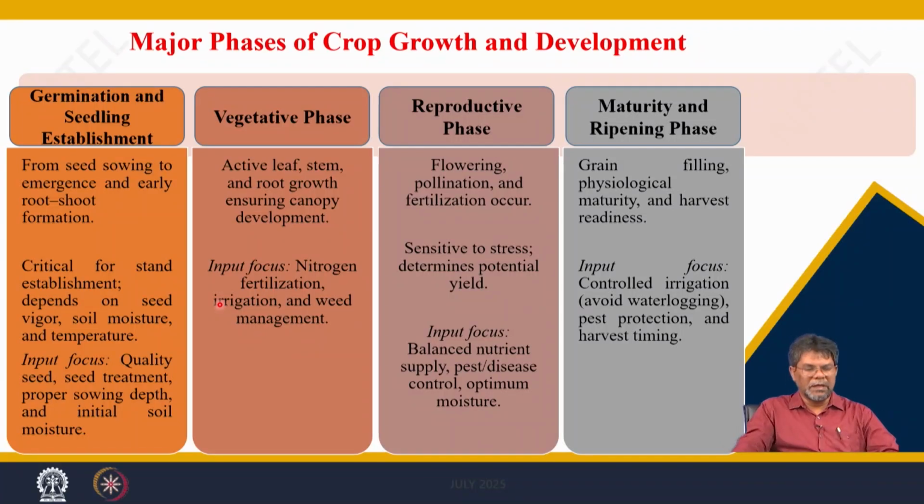These are the major phases of crop growth and development, particularly the germination and seedling establishment phases, from seed sowing to emergence and the early root and shoot formation. These initial phases decide the crop stand, because farmers spend huge money on initial land preparation and sowing of the seeds. If there is germination failure, there is a huge loss to the farmer's economy, almost more than 50% he has invested in land preparation, seed sowing, fertilizers.